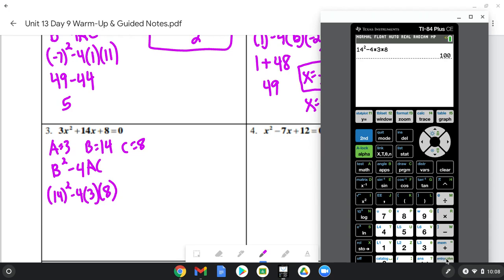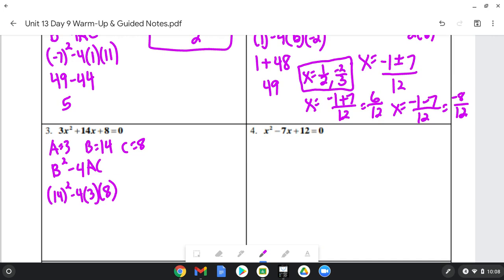Let's see what we get. Oh, 100. That's not bad at all. All right, so now we get 100. So I would set up the rest of my equation.